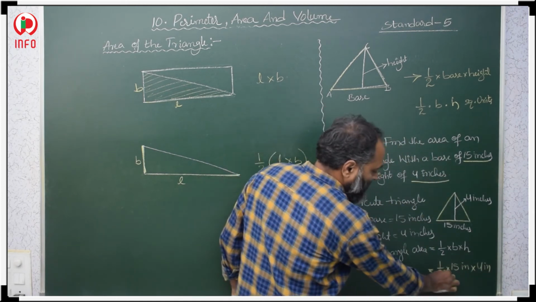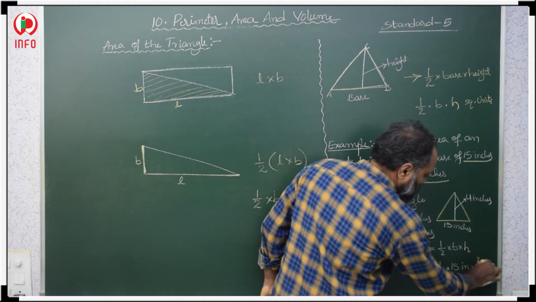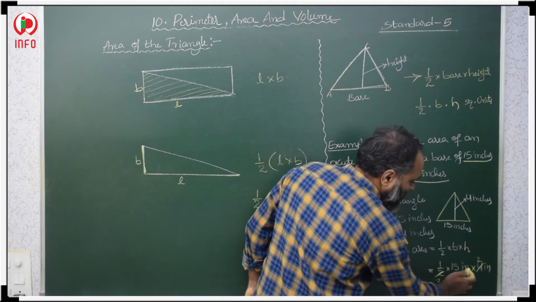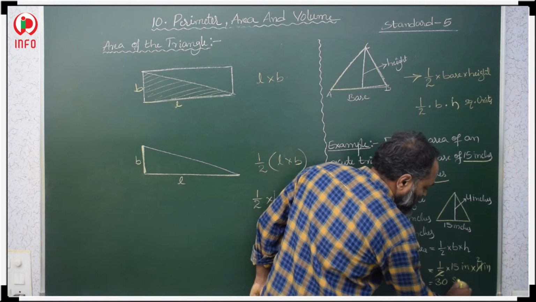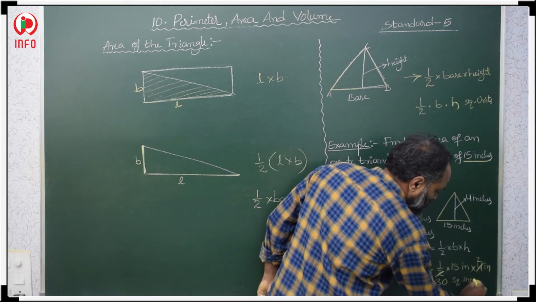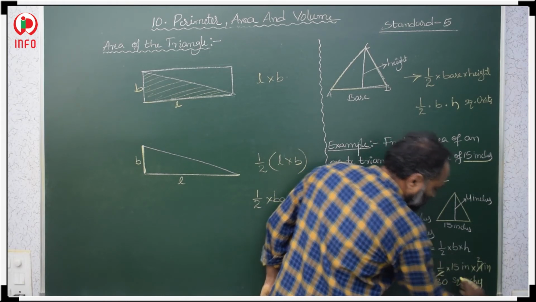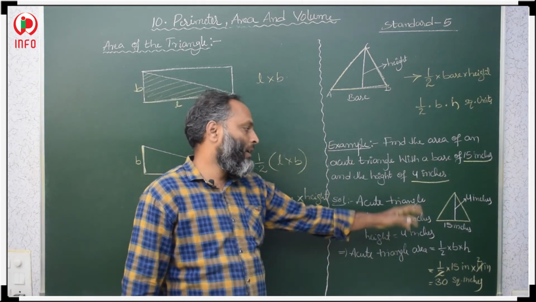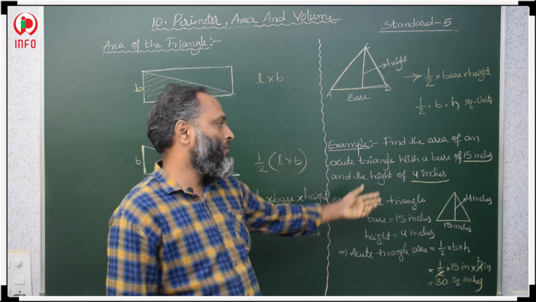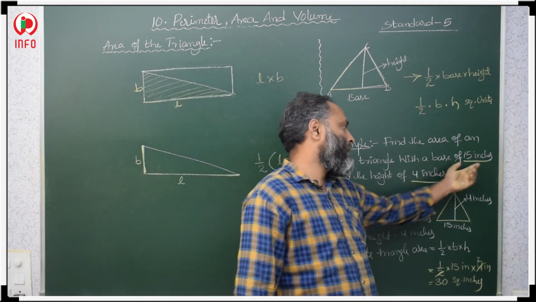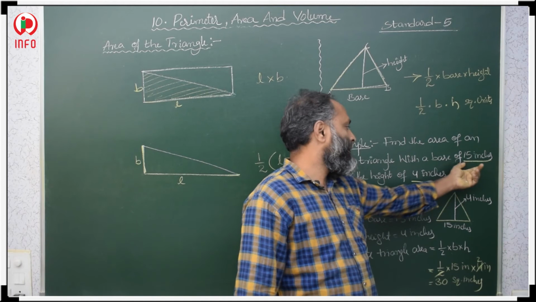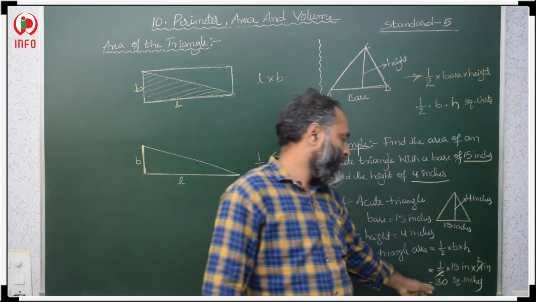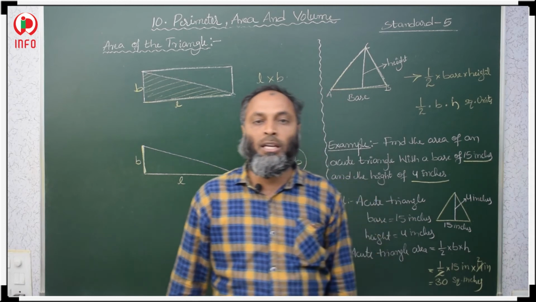Now we cancel 2 and 4. 2 ones are 2, 2 twos are 4, 15 twos are 30. 30 inches into inches, square inches. So 30 square inches, that is our triangle area. If the base of a triangle is 15 inches and height is 4 inches, then the area of this acute triangle is 30 square inches.